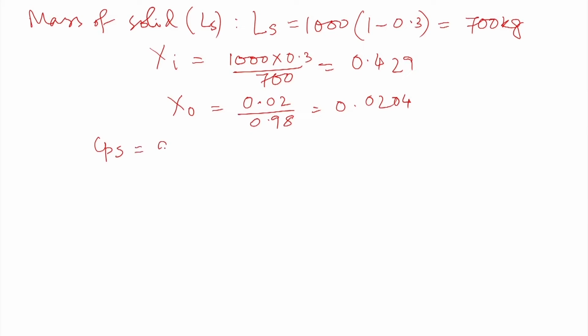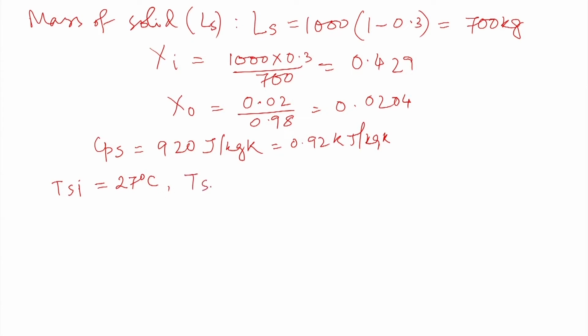So we have xi and x out, and Cps is given for the solid, that is 920 joule per kg Kelvin, which is 0.92 kilojoule per kg Kelvin. The temperature at which the solid enters, Tsi, is given as 27 degrees Celsius, and Ts out is also given as 52 degrees Celsius.